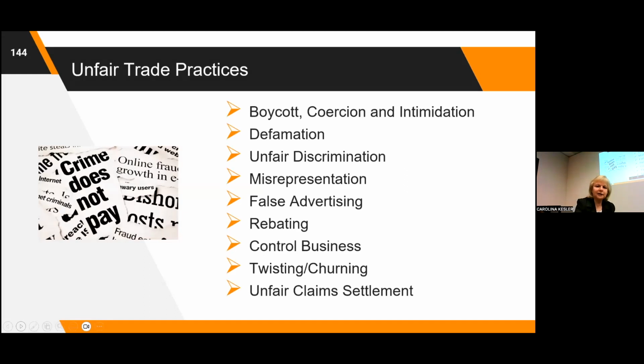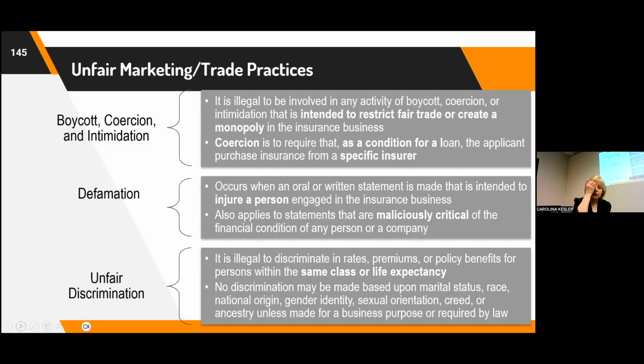So unfair trade practices are boycotting, coercion, intimidation, defamation, unfair discrimination, misrepresentation, false advertising, rebating, controlling business, twisting, churning, and unfair claim settlements. So you can go ahead and take screenshots of these if you want.